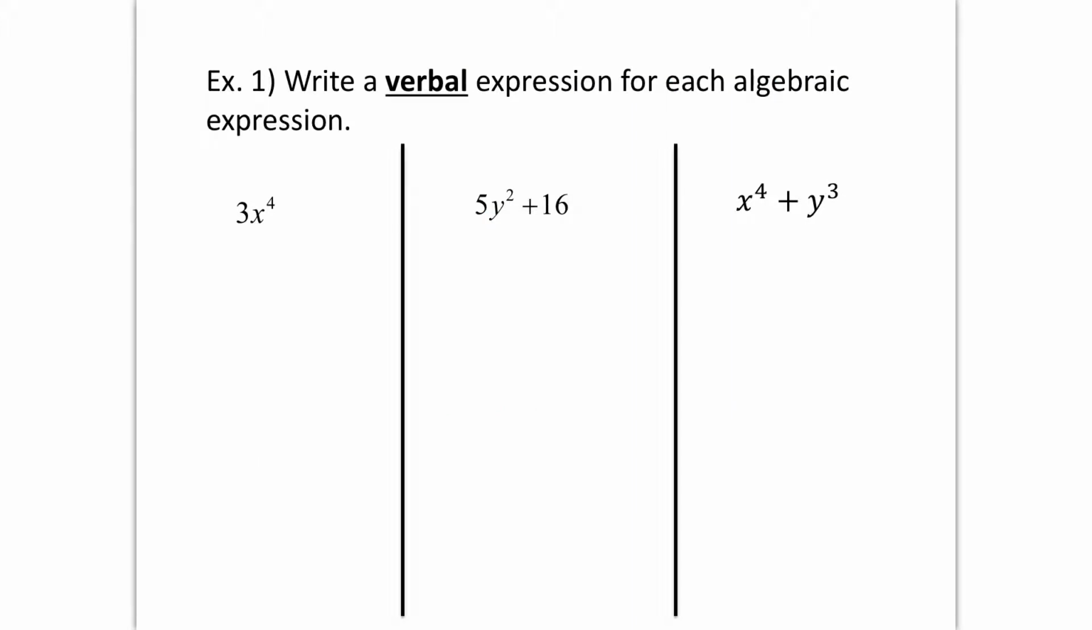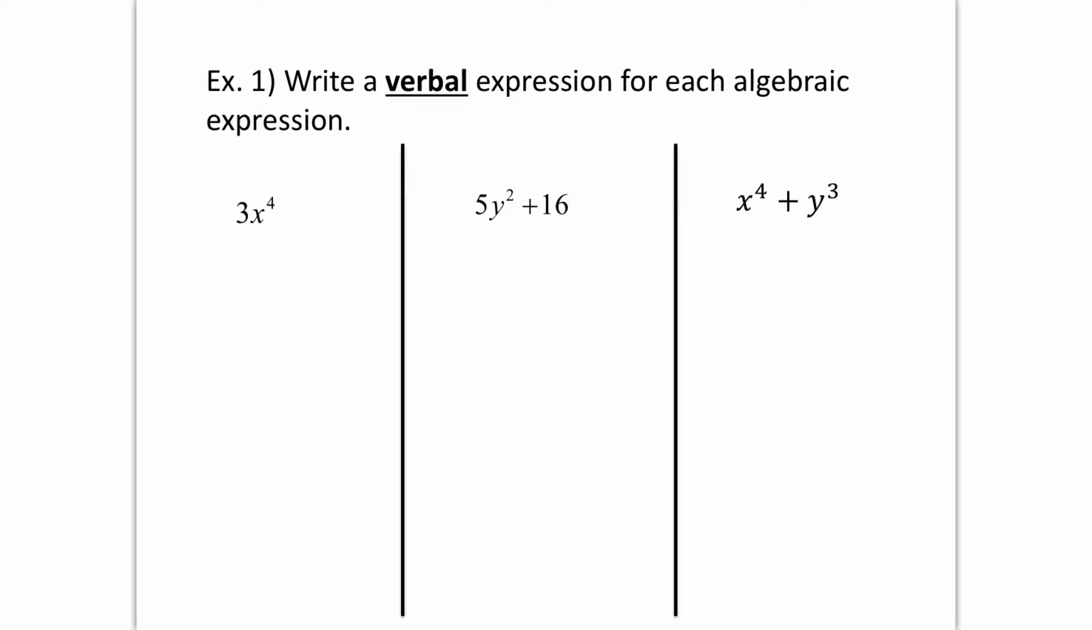So using all those verbal expressions, using all those words that represent an algebraic expression, let's go ahead and do some examples. Here, we want to write a verbal expression for each algebraic expression. So we have variables, we have exponents, we have terms. So I want to write a sentence that represents this specific algebraic expression.